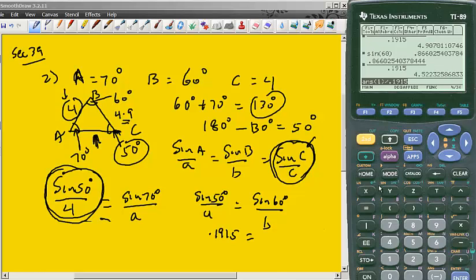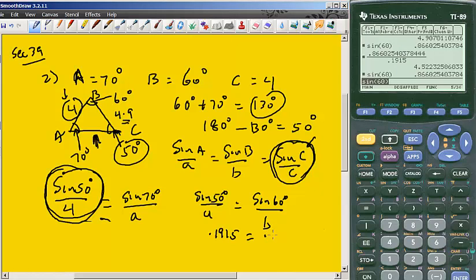Okay, sine of 60 degrees. Enter. And that turns out to be 0.8660 over B. So I'm going to cross multiply over B. Okay, I am going to cross multiply. So this is my B. Okay, let me erase that.